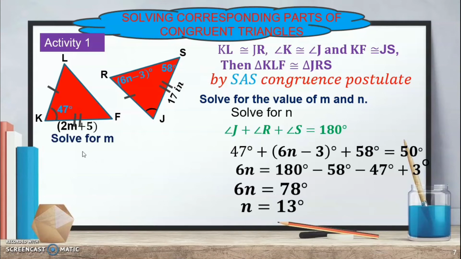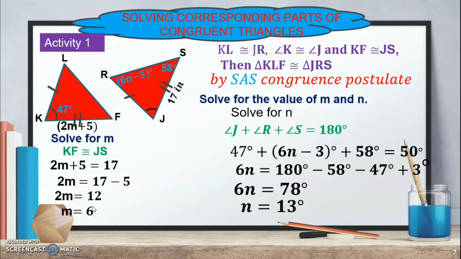We will solve for m. In solving for m, we know that KF, this side, KF is congruent to side JS, which is 17 inches. KF is 2m plus 5. So, 2m plus 5 is equal to 17. Ito yung equation natin. So, 2m sa left side. Sa right side natin is transpose ang 5. So, 2m is equal to 17 minus 5. So, 2m is equal to 12. By division property of equality, m is equal to 6.